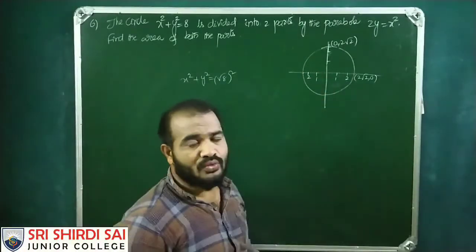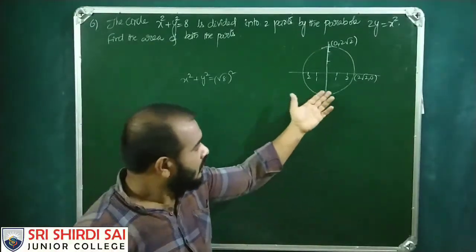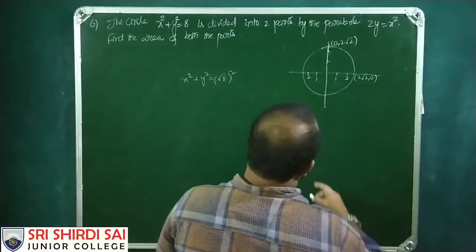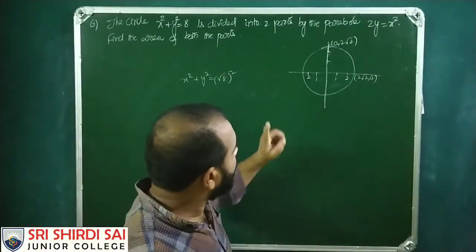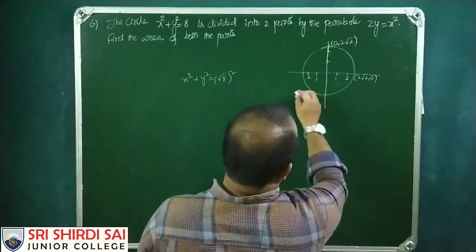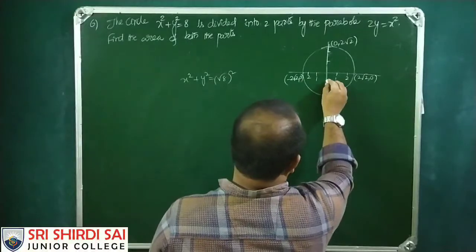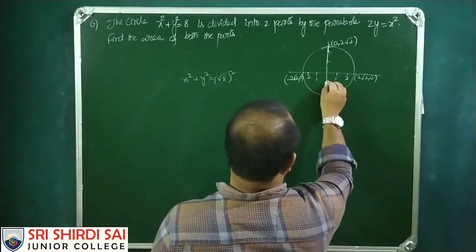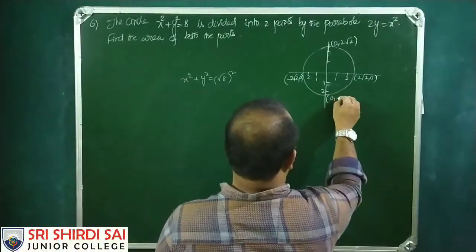2 root 2 is 2 into root 2, which is 1.414, so that is below 3. That means 2.828, which is nearest to 3. Okay, so this is minus 2 root 2 comma 0. And this is 0 comma minus 2 root 2.